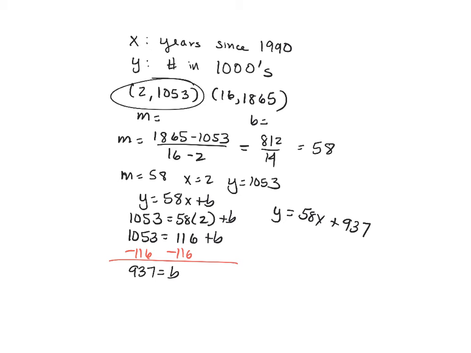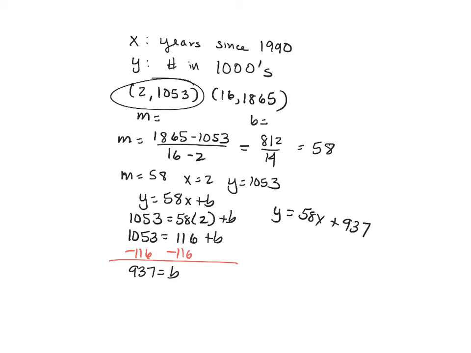Okay, so the slope means that the number of prisoners, well, since our slope is positive, we're going to say it increased at the rate of 58,000 per year. Because remember that was in thousands, so it's important that we recall that with our interpretation.